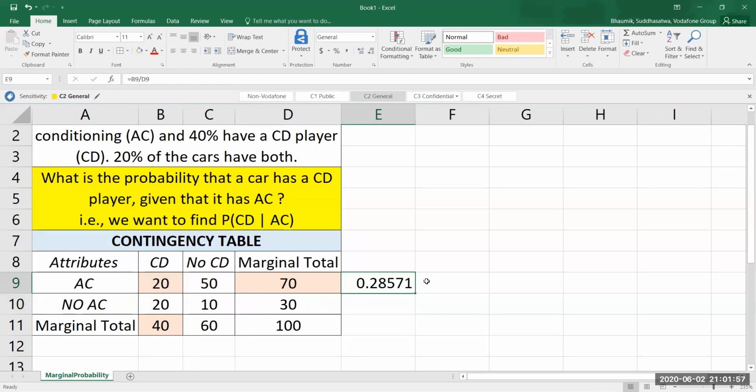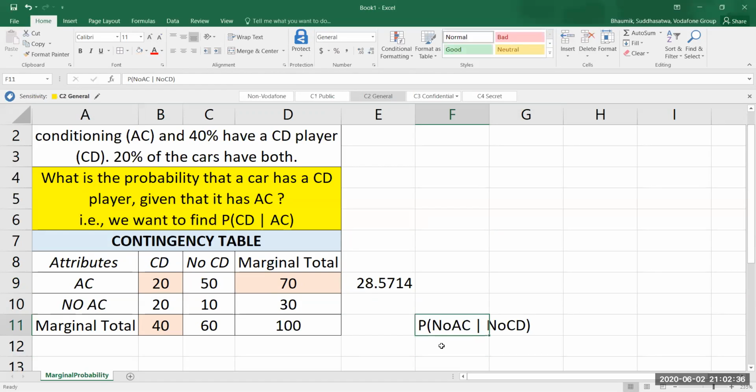If I just take this cell and try to do this, I'm going to multiply this by 100 and I get that there is a 28.57% probability that a car has a CD player provided it has AC, right? And there are other questions which we can try and answer from the same table as well. For example, I can ask a question like the probability of no AC in a car given I have no CD player.